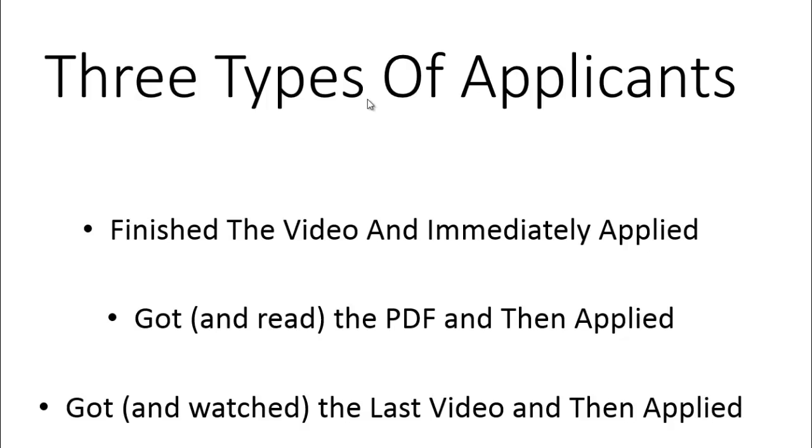The first are the people who finished the video and immediately applied. But like I said, we can keep doubling or even tripling the results if we have another contingency point. The second are the people that got the PDF file and then applied after reading it. Then I have a third contingency point still in this funnel: the last video that you watched, after which the clients also applied to get me to create a custom blueprint for them.